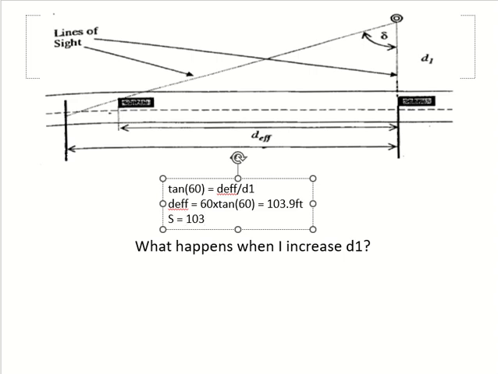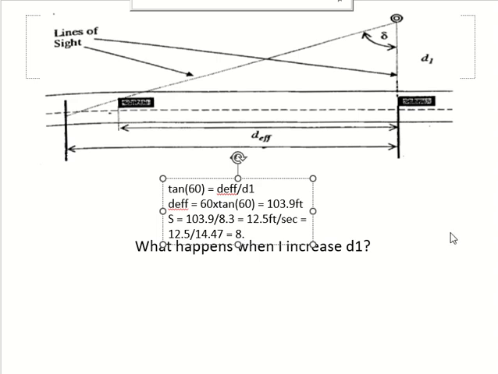So 103.9 divided by time, which was recorded to be 8.3 seconds. 8.3 is given in the question. So the speed comes out to be 12.5 feet per second, and if I convert it into miles per hour, I will divide it by 1.47. So it will come out to be 8.5 miles per hour. Okay, so this is how we convert it.